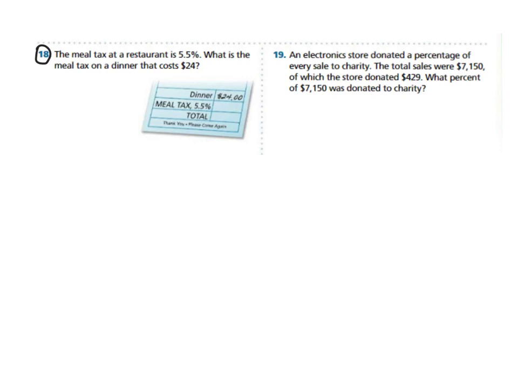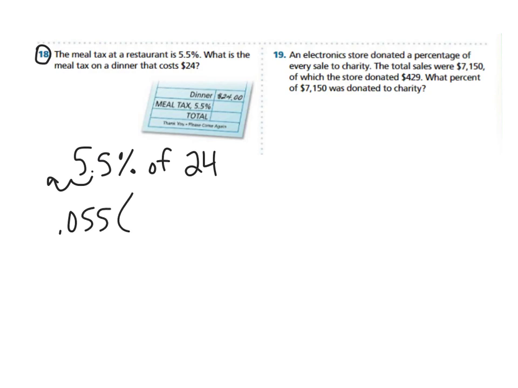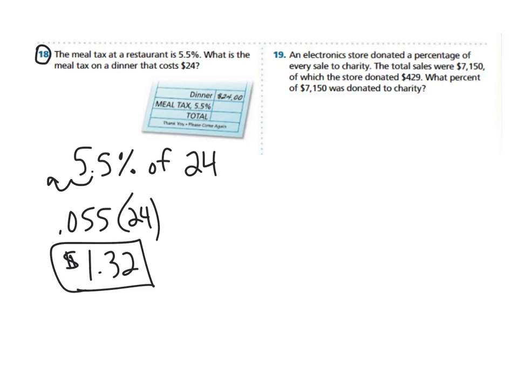Number 18, 5.5% is the tax, so 5.5% of $24. Move the decimal 2 places to the left and multiply, and that's $1.32. If you're ever doing a problem like this, if it doesn't come out to the nearest hundredth, if it goes past that point, we would just round that off to the nearest cent.